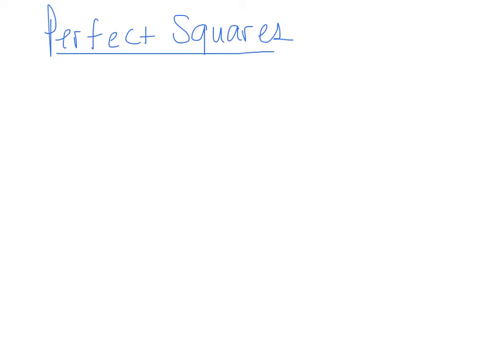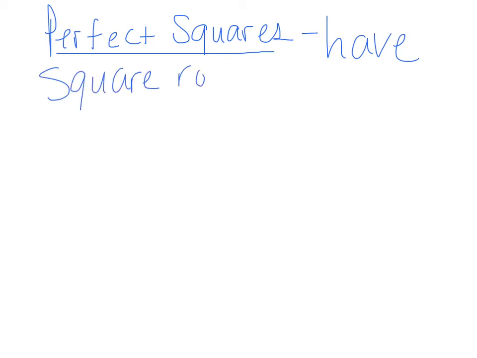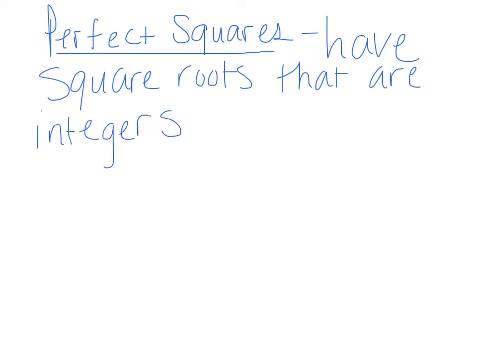Here's where these square roots get fancy. So we've got these perfect squares. And I'd like you to write this down in your notebook as well. Perfect squares have square roots that are integers. You know an integer is a negative or a positive whole number. So let me give you some examples and make sure you write these down as well.